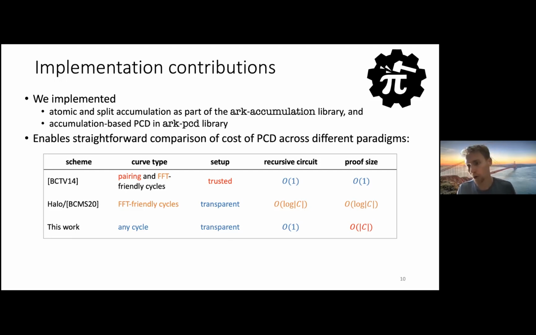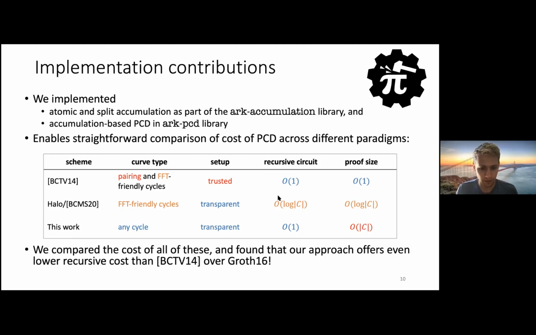And in our work, this works on any cycle. There's no more requirement for FFTs, which has a lot of practical benefits and allows us to use more efficient curves. And we found that our approach has much lower recursive cost than BCTV 14.